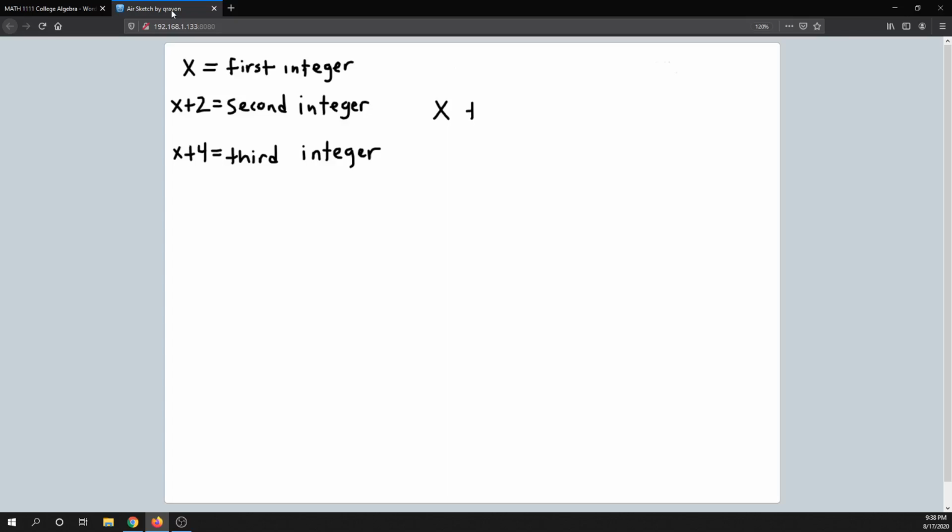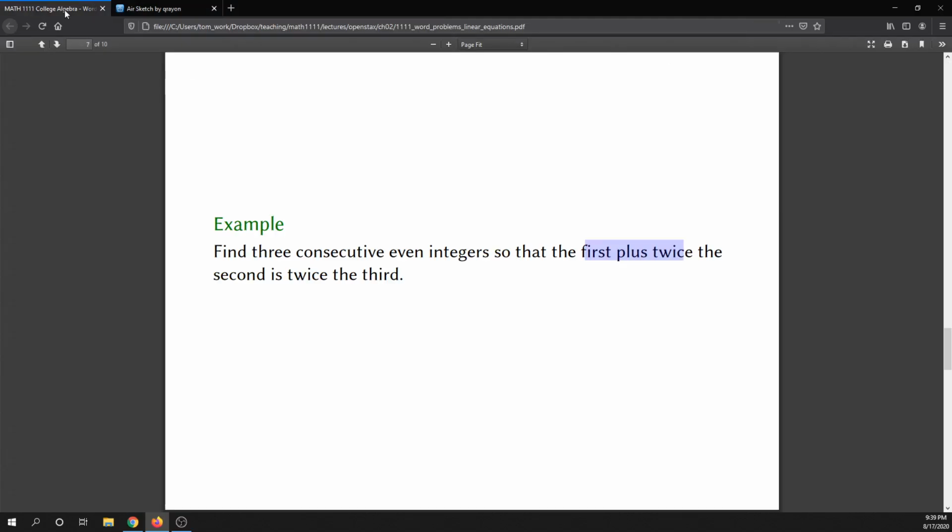Plus twice, which is 2 times the second, and the second is x plus 2. All right, so that is the first one plus twice the second, is, right, which is like the equals.